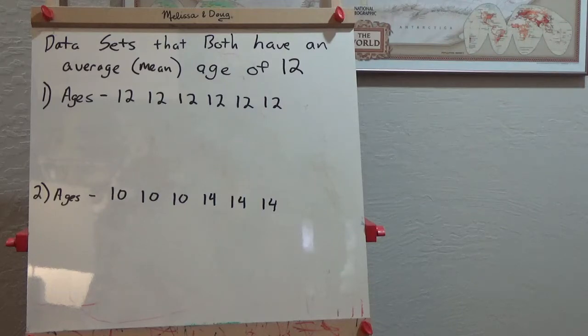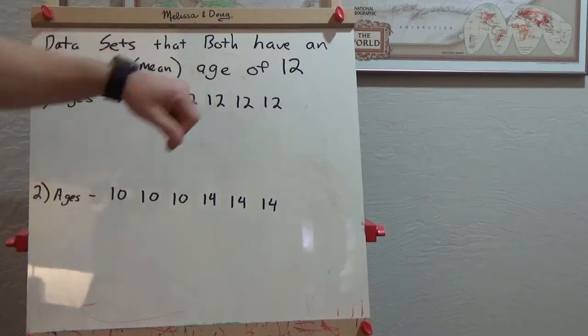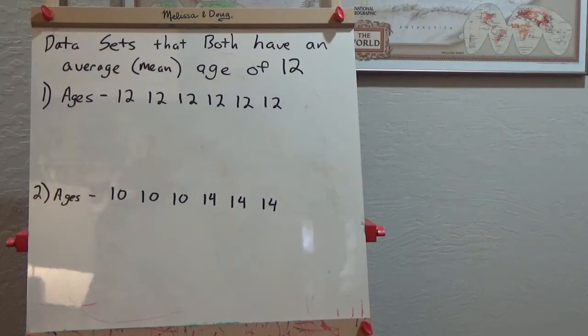The lower the mean absolute deviation, the less variability there will be in a data set. The higher the mean absolute deviation, the more variability there will be in a data set. So what I have is data sets that both have an average or mean age of 12. You can think about a group of classmates working together, and you can figure out how old they are on average.